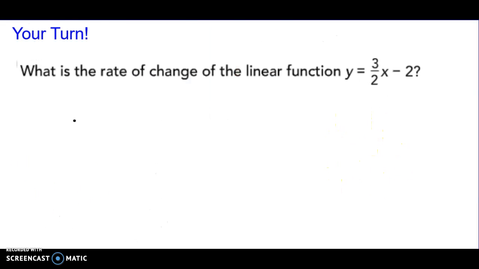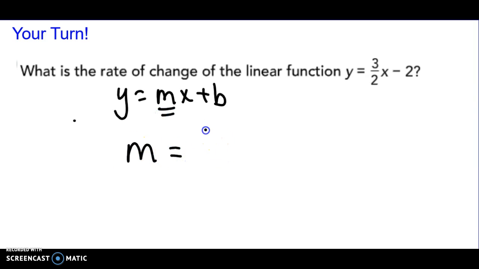All right, let's look at another example. What is the rate of change of the linear function y equals 3 over 2x minus 2? Again, remember, guys, y equals mx plus b. M is always going to be your slope. So in our case, our m value is just 3 over 2.